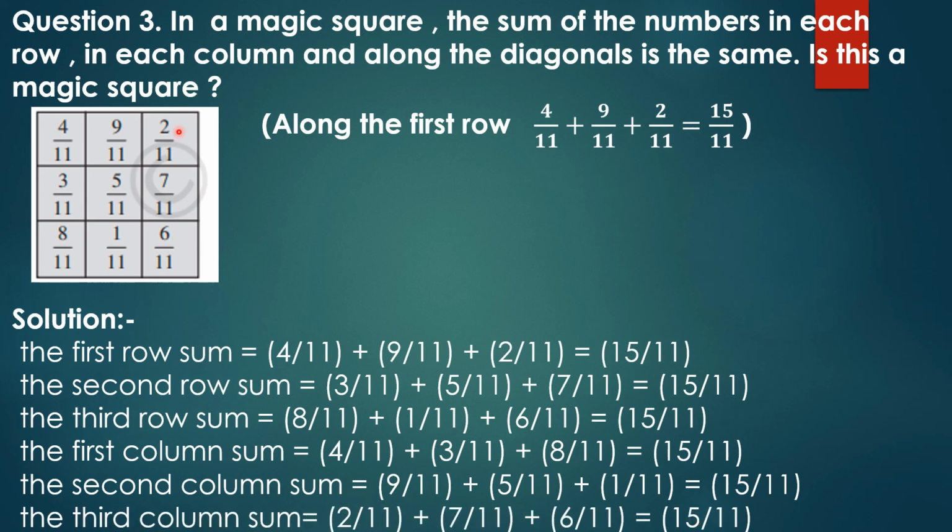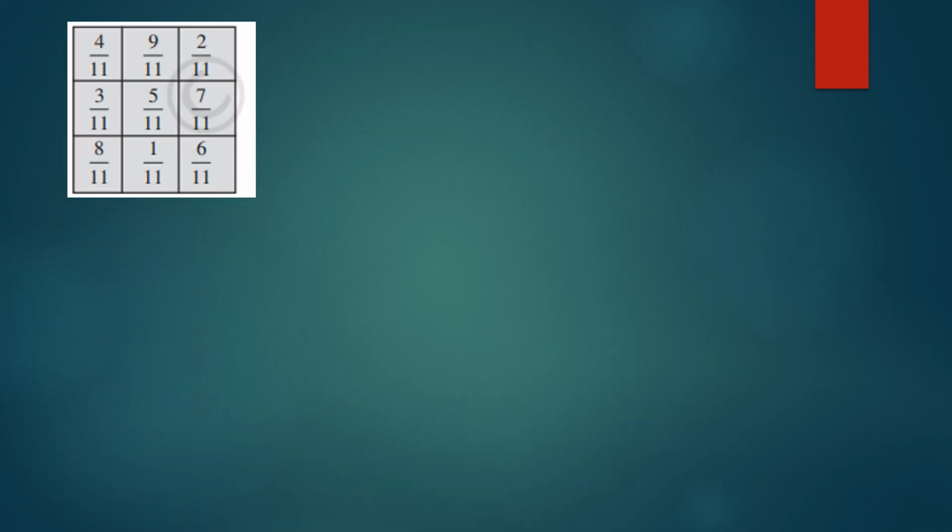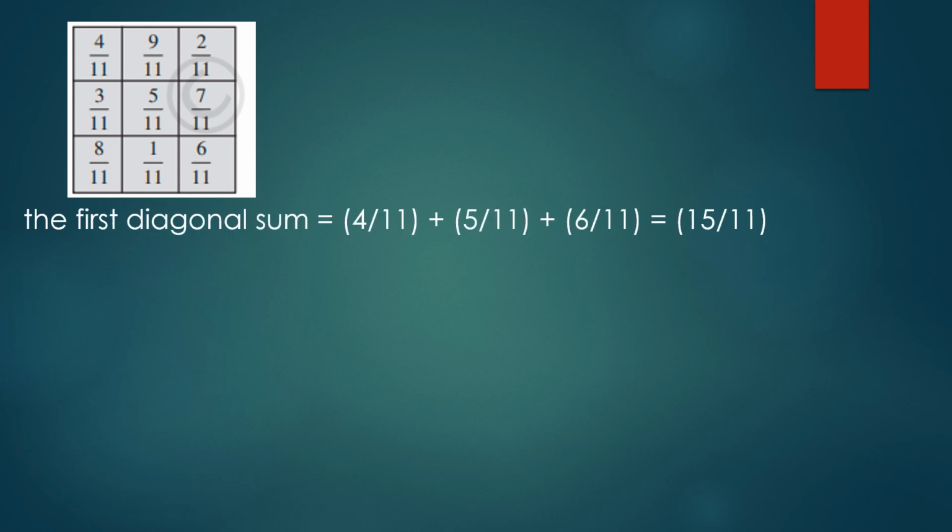Now, the sum of the third column is 2 by 11 plus 7 by 11 plus 6 by 11. So, write down the additions. Add the numerators: 2 plus 7 is 9, 9 plus 6 is 15, and the denominator is 11. So, this will become 15 by 11. Now, we have done the addition of the individual rows and the individual columns, and we found that the sums of the individual rows and individual columns are the same. Now, we need to verify whether the sums of the diagonals are the same or different.